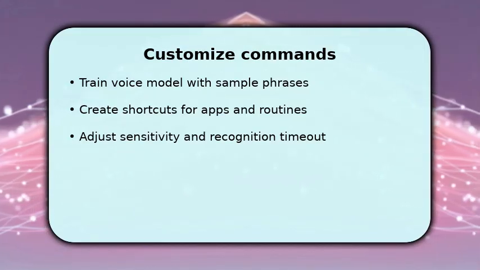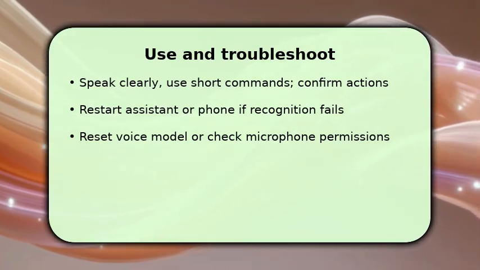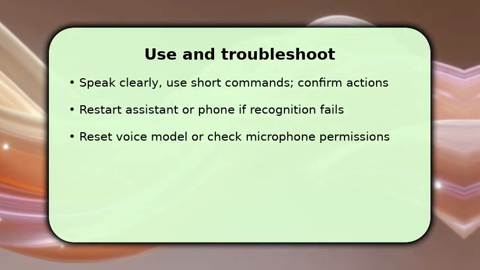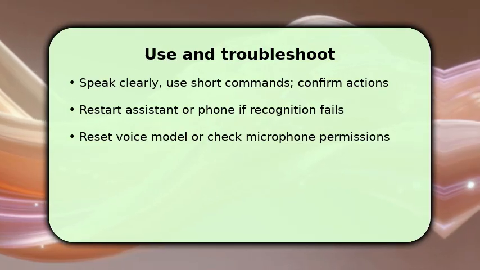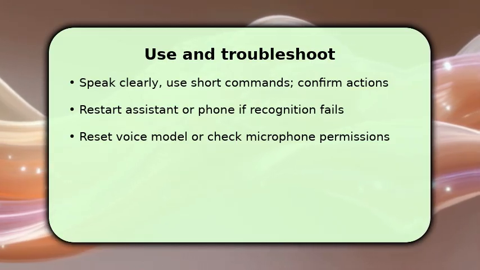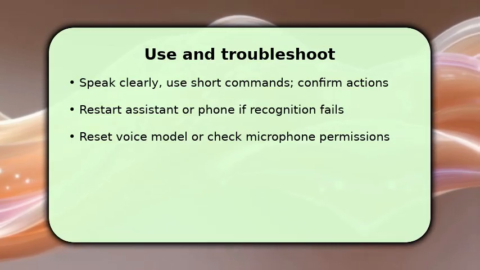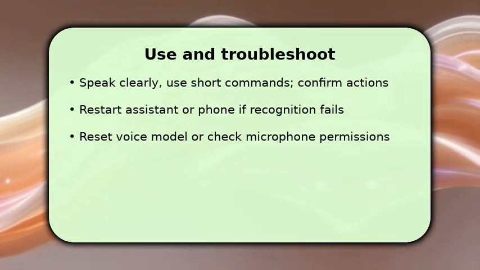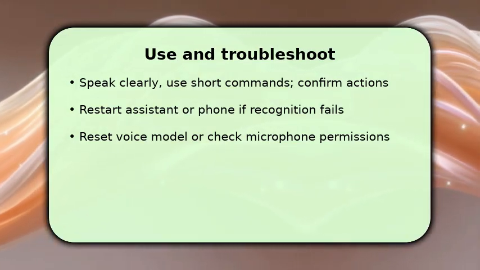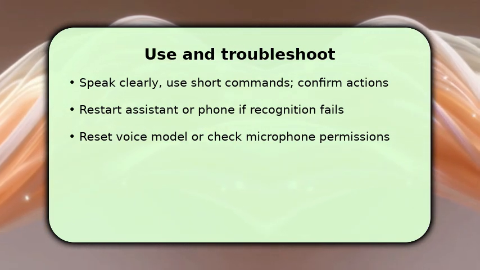Finally, use voice control in real tasks. Speak clearly, start with a wake phrase, then give short, direct commands like send message to Sam or navigate home. If the assistant fails, restart the assistant app or reboot your phone to clear temporary glitches. Make sure microphone permissions remain granted, and if problems persist, retrain or reset the voice model because stale samples often degrade accuracy. One key troubleshooting tip: ambient noise can break recognition. Move to a quieter spot.